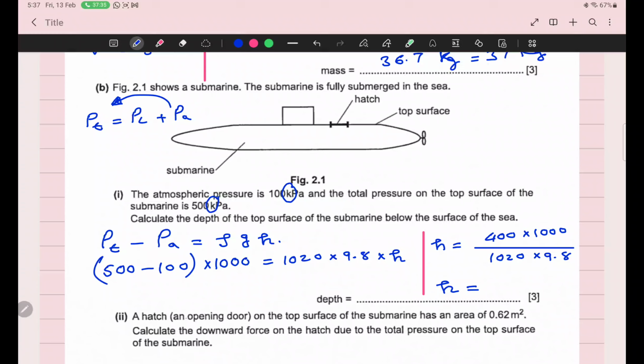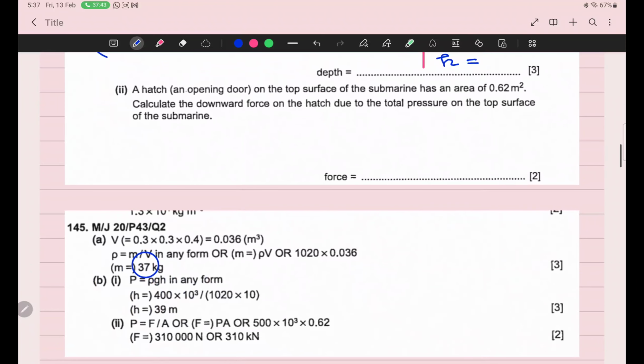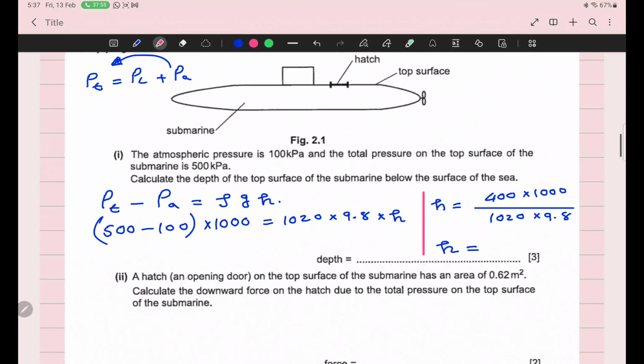Yes Ammar bhai, what was the answer? 40. So the depth of the water is 39 meters here. Okay, and I think they used gravity 10, but right now we are using gravity 9.8. So if your answer is according to 9.8, then it is better. You should use gravity 9.8, as it is instructed to use gravity 9.8.